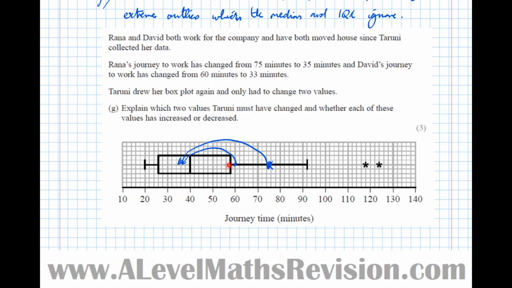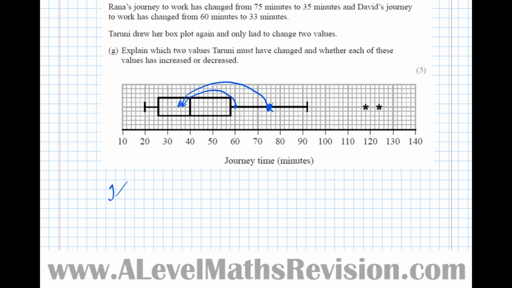Well, since that's the case, that means that the upper quartile and the second quartile, also known as the median, are going to decrease, because two items of data that were pulling up the upper quartile and the median have now been put in a lower category, meaning that the median and upper quartile are going to be lower values. So, part G, explain which two values must have changed. So the median and upper quartile have changed and decreased.